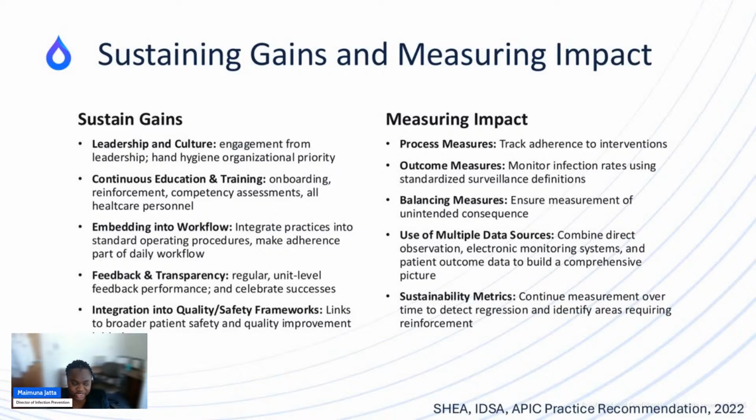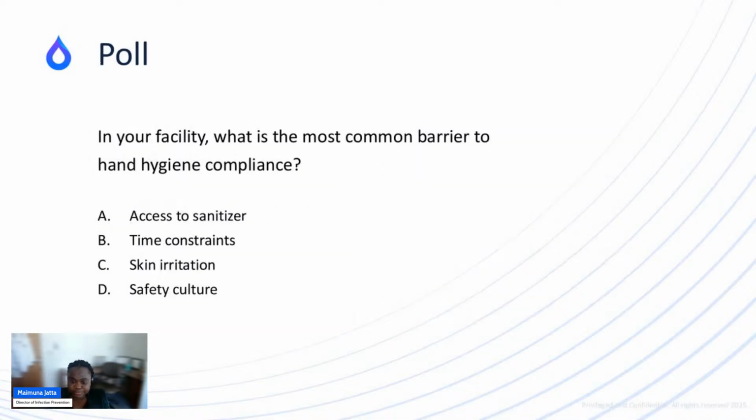So it may be how do we monitor the program. It could be direct observation. It could be electronic. Could be patient outcomes. Whatever we're using, it can be multimodal to make sure that we're capturing all the aspects that we need to, and then metrics that will help us with continuous improvement.